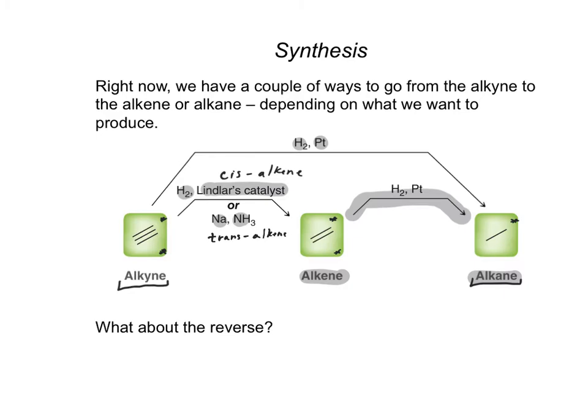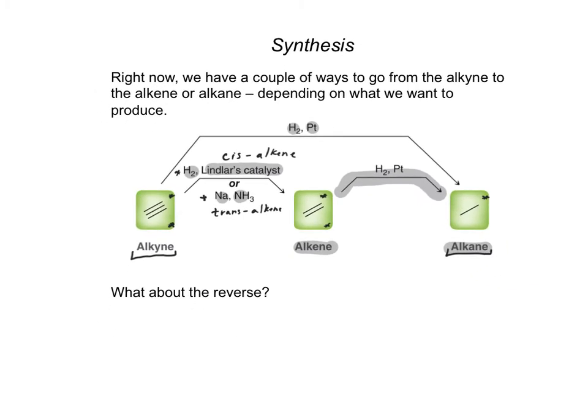Depending on what type of stereochemical outcome we want depends on the actual reagents that we're going to utilize. So we have two options here. Now we can take an alkyne to an alkene to an alkane, or vice versa. Now the question is, can we do the reverse? First off, can we take an alkane and make an alkene with it?